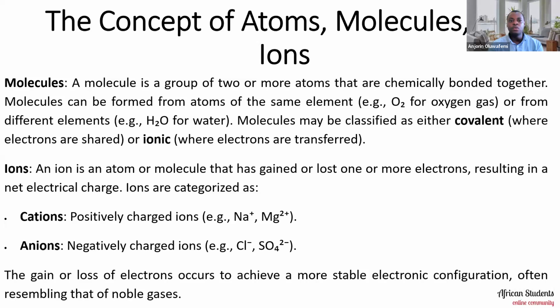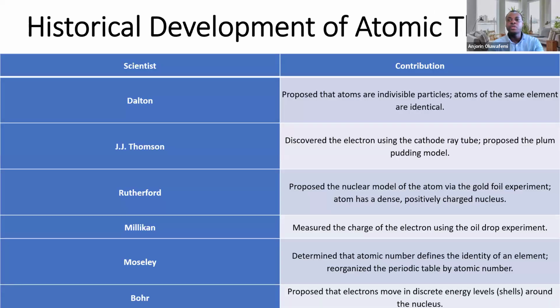So the next thing that we need to look at is the historical development of the atomic theory. There are so many people that have contributed to the atomic theory, and I will just use a table to look at their contributions and the names of the scientists. So the first scientist is Dalton. He proposed that atoms are indivisible particles. Atoms of the same element are identical. These are some of his propositions towards atomic theory.